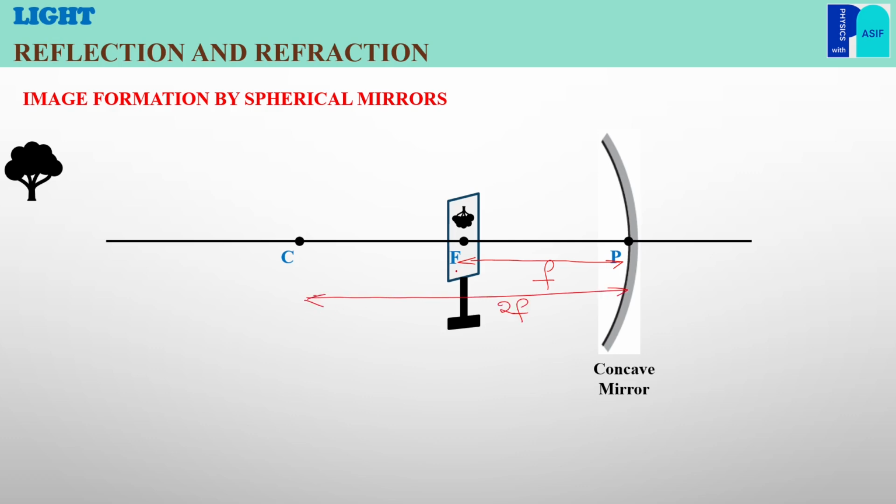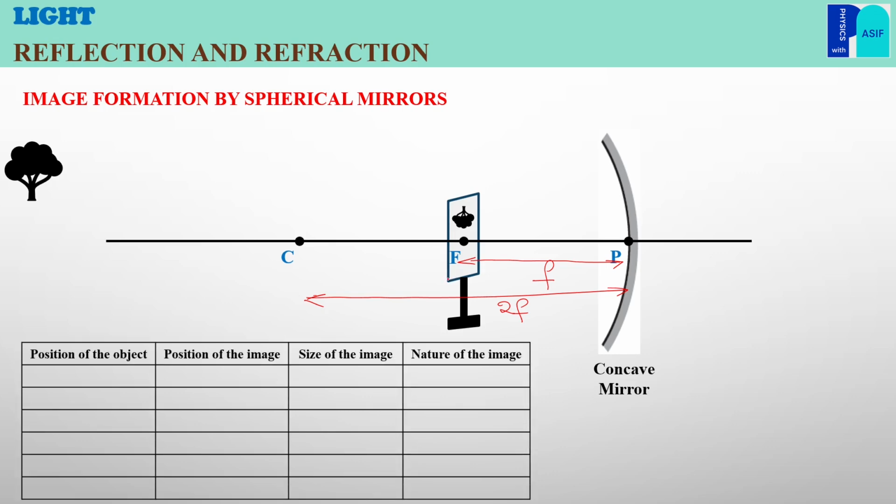Now we note down these observations in a table. So we draw a table and make columns for the observations of the position of the object, position of the image, size of the image and the nature of the image. The position of the object, that is the position of the tree, is taken as infinity. The position of the image is formed at the principal focus of the concave mirror, so it is F.